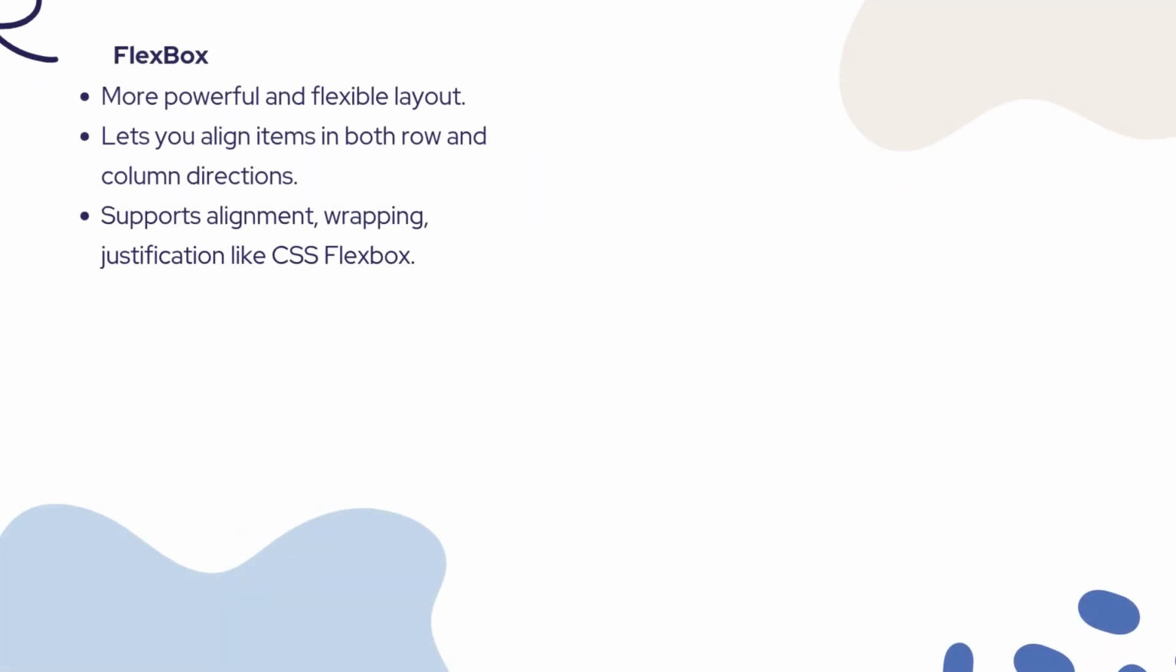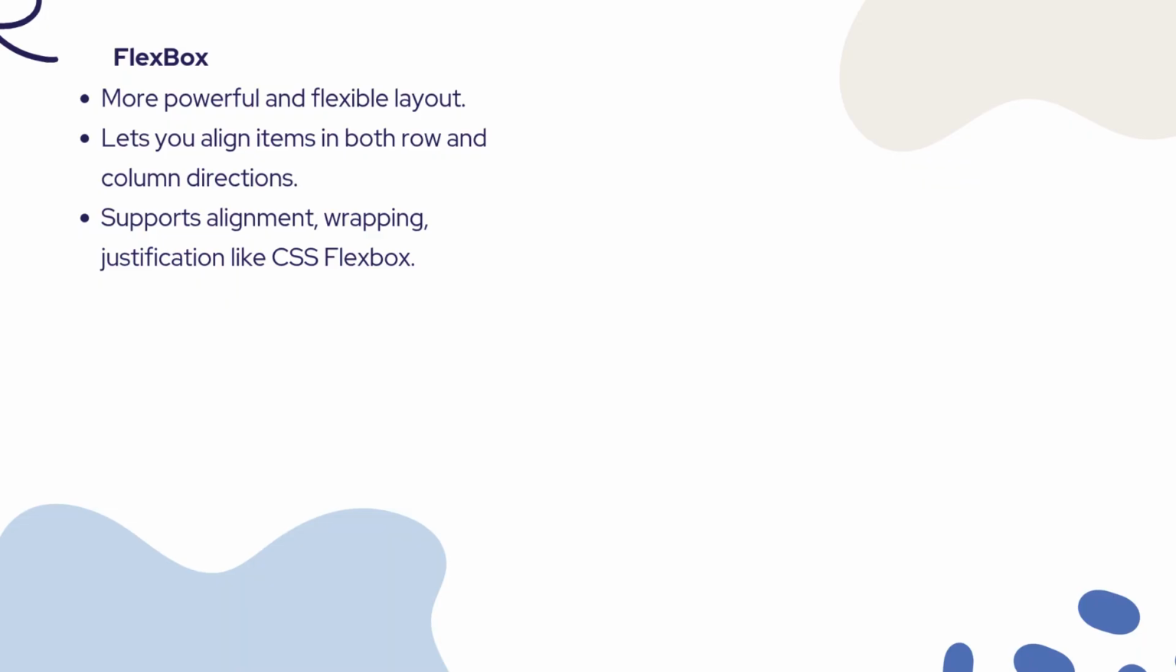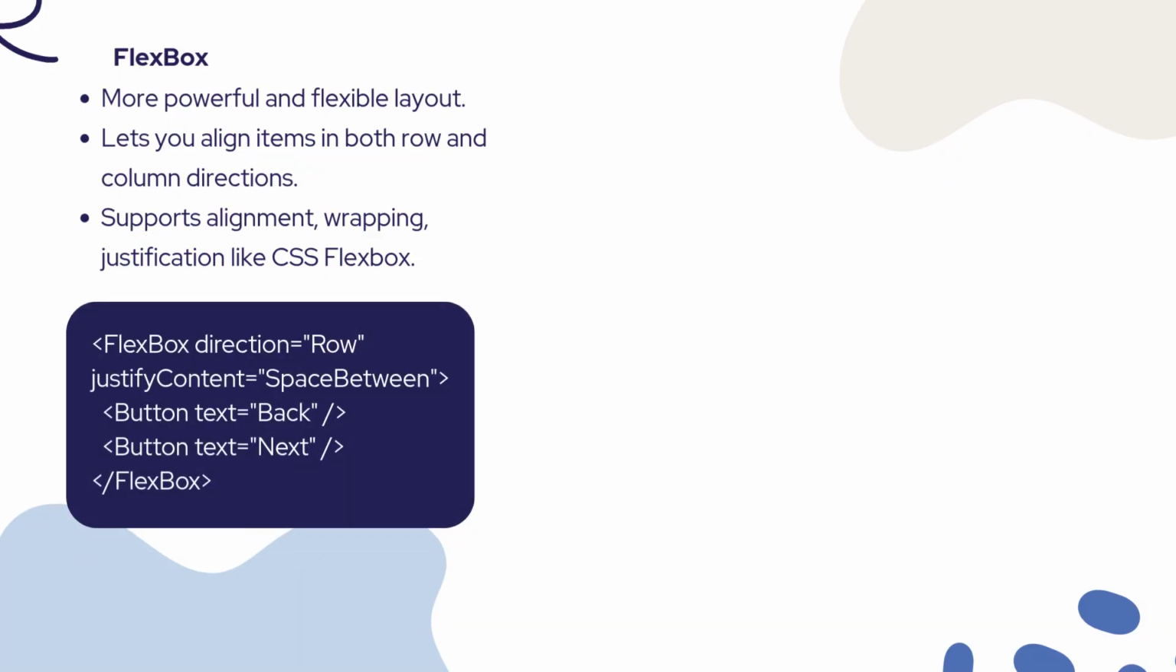Now, the fourth one is FlexBox. FlexBox is the most flexible layout, just like CSS FlexBox. You can control direction, spacing, wrapping, and alignment. You can see in the example below in XML, perfect when you need advanced alignment like equal spacing between items.